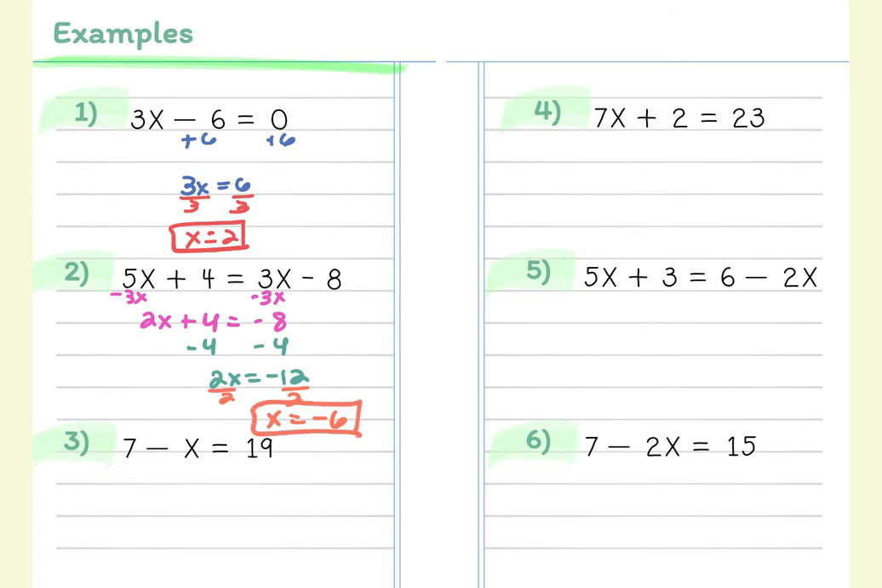You could have also added the 8, subtracted the 5. Whatever you do there, it's whatever order you really want to do because it's all addition and subtraction. For 3, I'm going to subtract the 7. Negative x would equal 12. And then I would divide or multiply by negative 1, and I get x equals negative 12.